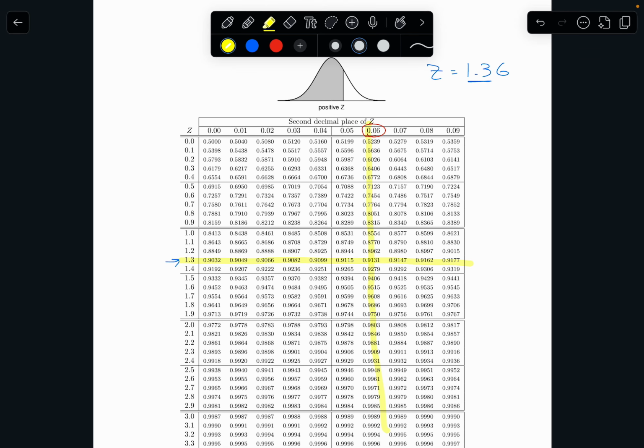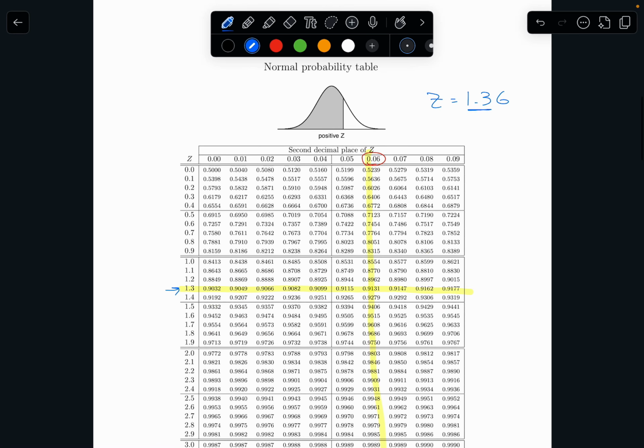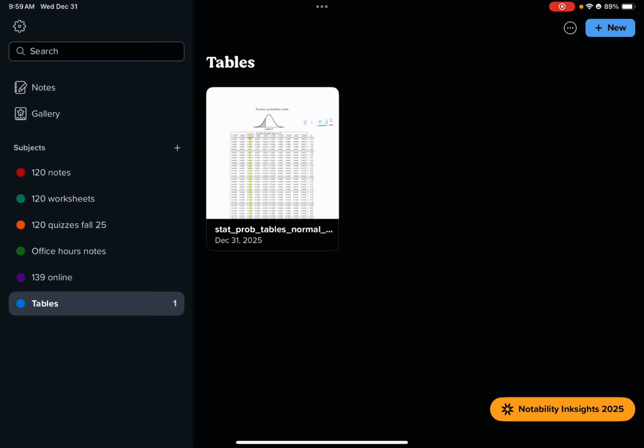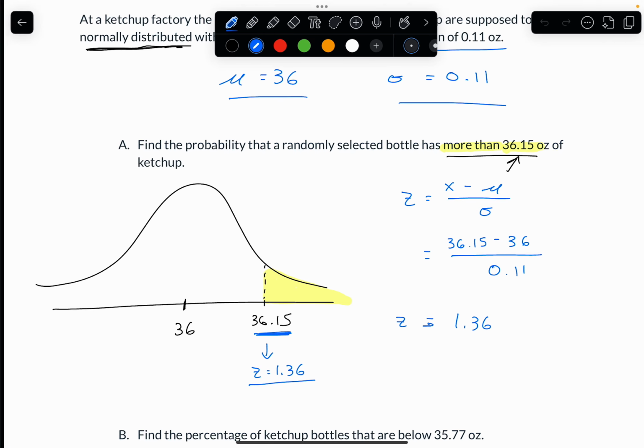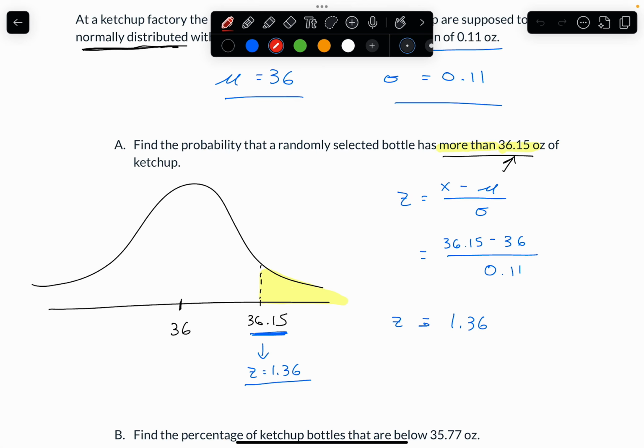Now we have to remember, though, that this normal probability table only tells us area to the left. So this is our left area, which is not quite what we want, but we can fix it. So from my z-table, I know that this area to the left is 0.9131. That's not quite what I want. I wanted area to the right. I know that I can find that by subtracting the area to the left from 1. So I want 1 minus the area to the left, 0.9131.